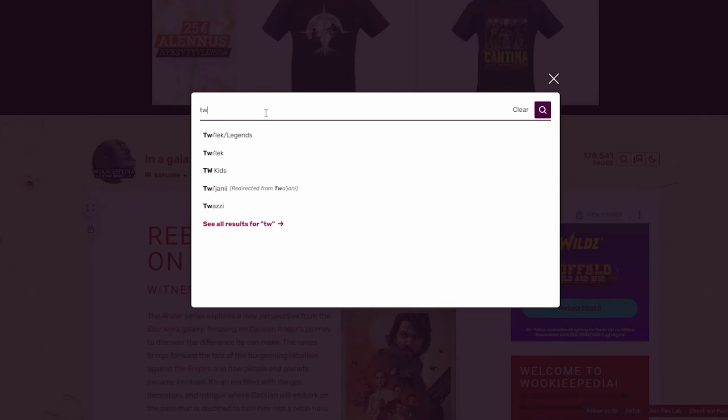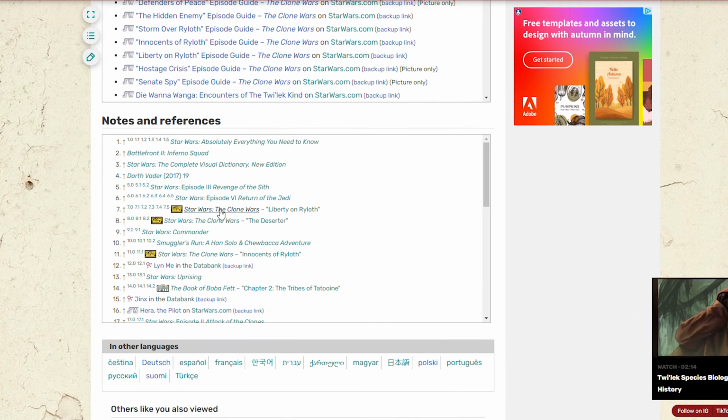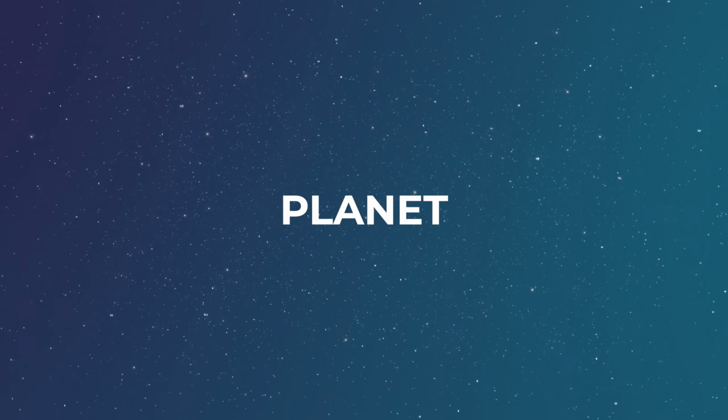But in general, almost anything is possible, and if you're unsure about the history of a species, you can look them up on Wikipedia and follow the sources and find out more about them. The next step is to choose your planet. Something to keep in mind here is that a lot of characters in the Star Wars universe travel around.